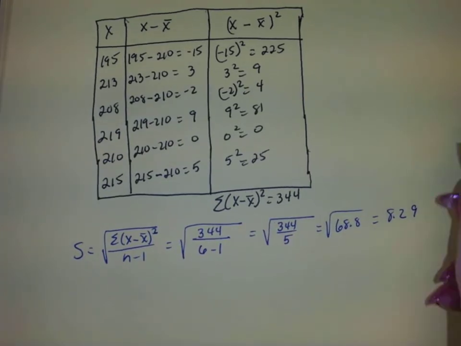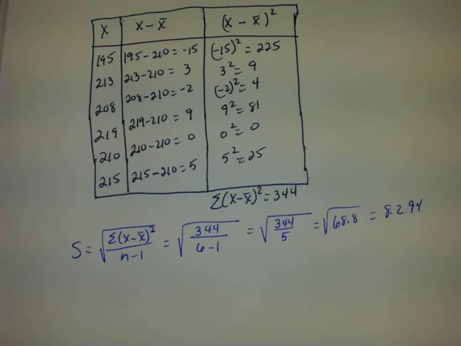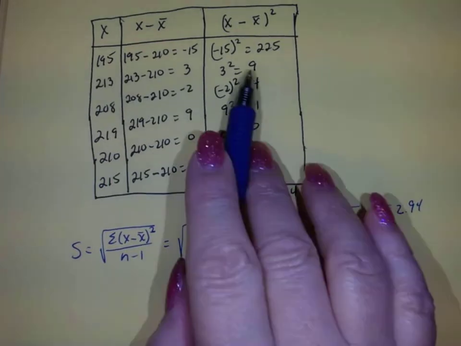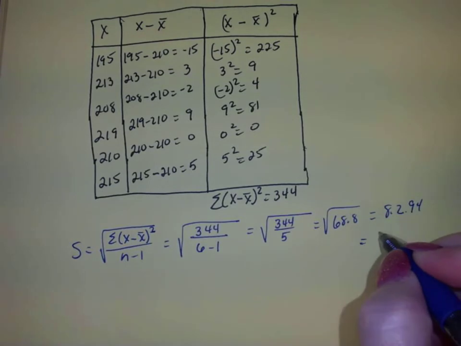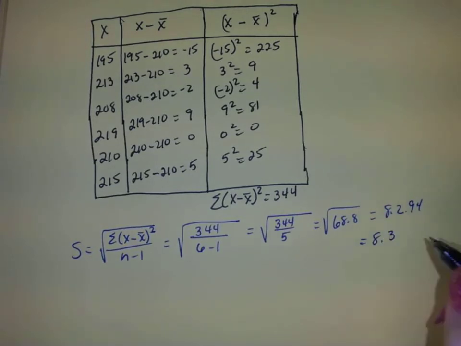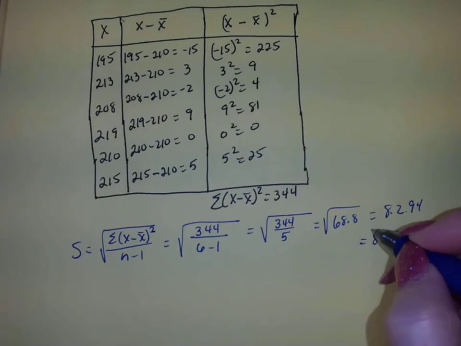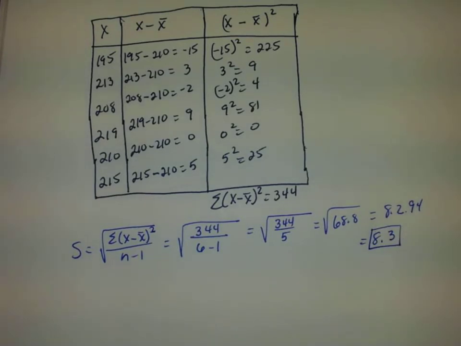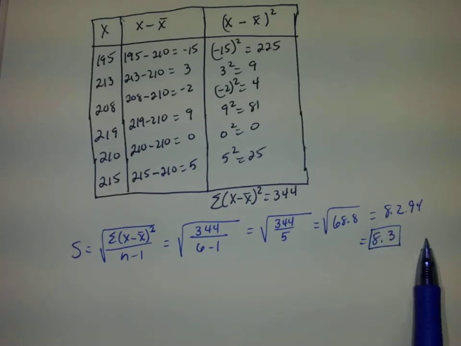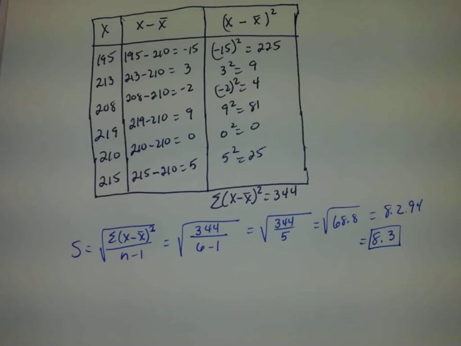And there's a 4 after the 9, which is fine, so the 9 won't bump. But remember, we talked about significant values. We had all whole numbers, so we're going to make this 8.3, right? So that would be the standard deviation. And again, that talks about how far away from the mean the next numbers are. They're going to be about 8.3 away, within one standard deviation and with 2.